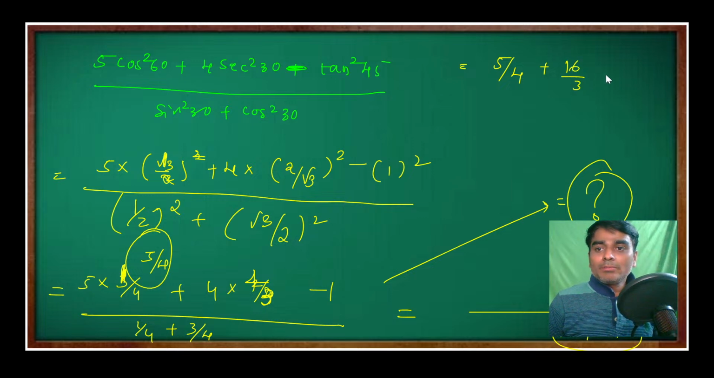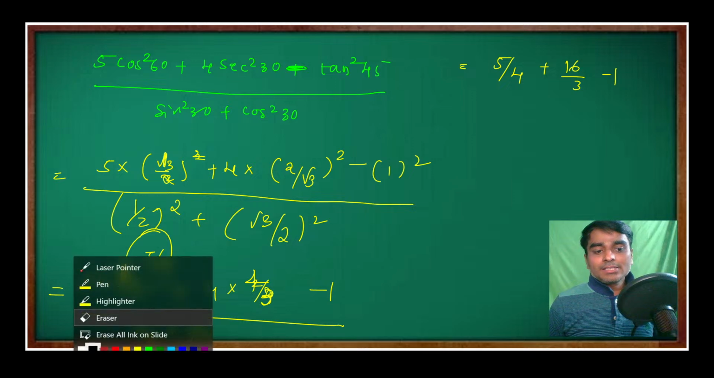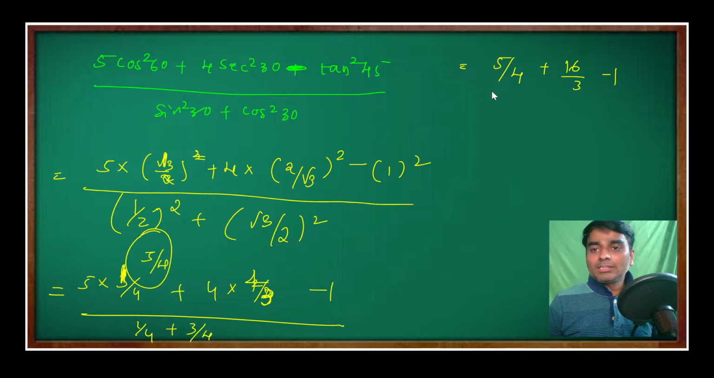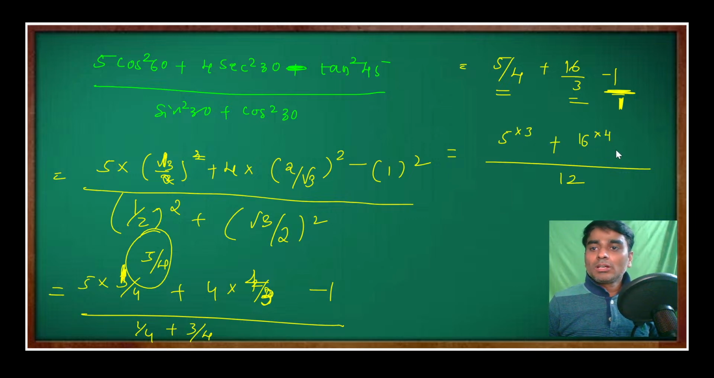Then this will be 16 by 3, minus 1. How will you solve? You can do cross multiplication or you can go for LCM. I suggest you go for LCM when you have 3 numbers like this: fraction 1, fraction 2, fraction 3. This will also become a fraction if you write 1 here. Take the LCM of 4, 3, 1, which will be 12. So write 12 down and multiply: 5 into 3 plus 16 into 4 minus 1 into 12.